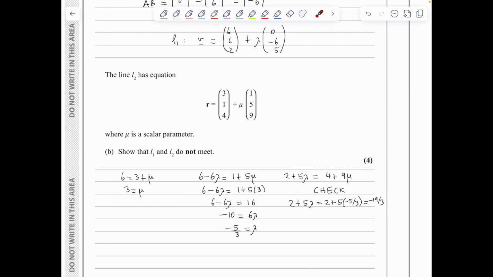And since I've been asked to show that they do not meet, I'm expecting to get a value which is different to minus 19 over 3 upon substituting the value we obtained for mu into 4 plus 9 mu. So let's see. We've got 4 plus 9 mu being equal to 4 plus 9 times 3, which is equal to 31. I need to state that minus 19 over 3 is not equal to 31, and therefore we conclude that the two lines do not meet.